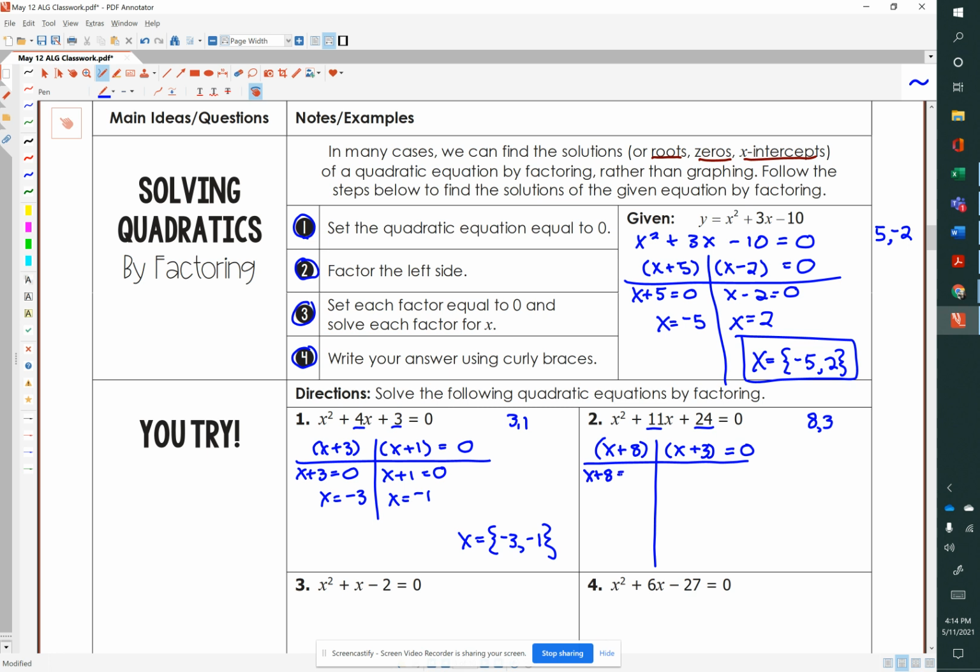x plus 8 equals 0. x plus 3 equals 0. So on the left side, x equals negative 8, and on the right side, x equals negative 3. And that would be our solution set. x equals the set of all numbers such that x equals negative 8 and negative 3.